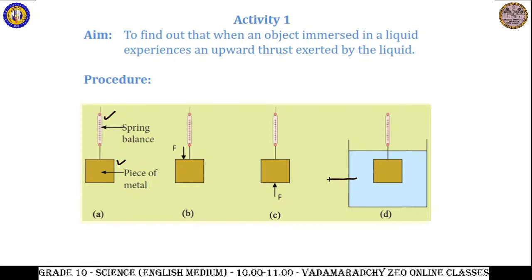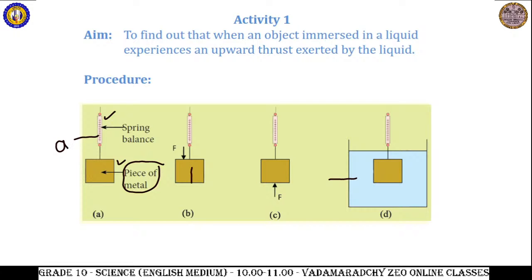First, we have to suspend the piece of metal from the spring balance, and we get a Newton balance reading, which we may assume as A.